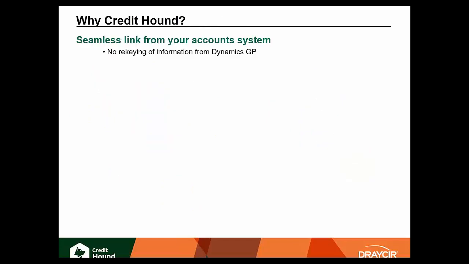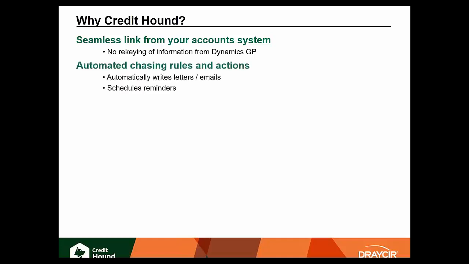So the way in which Credit Hound will work is I would actually use Credit Hound to do all my credit control. I wouldn't actually need to refer back to Dynamics GP because Credit Hound takes all of the information from Dynamics GP to put it all in one central location. This will mean I now have all the information in order to automate my chasing. So I can do this by setting up different rules and actions which will automatically send any letters or emails and also schedule reminders as well.